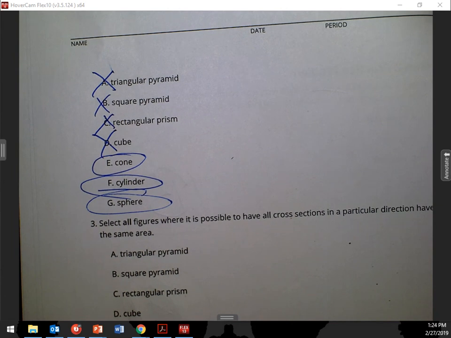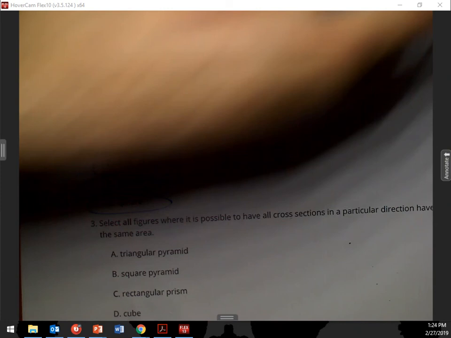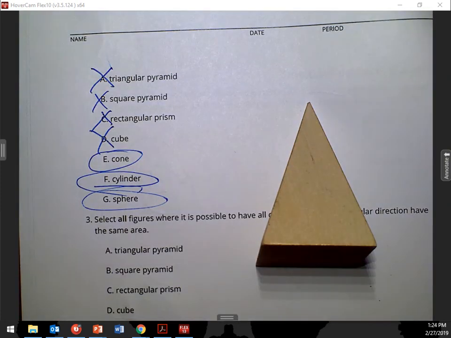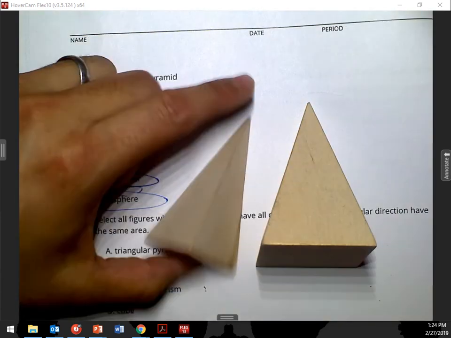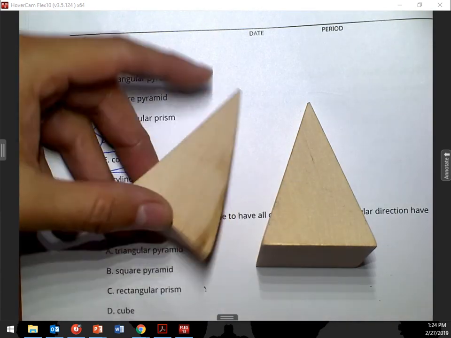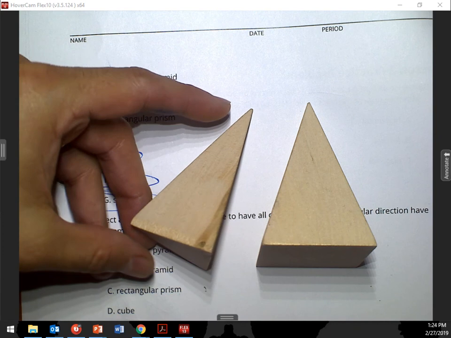Select all figures where it's possible to have all cross sections in a particular direction have the same area. This is actually kind of weird. Let's take a look at a couple of these. If I slice this, I get a triangle, right? And when I slice that triangle, can I have the same area as my triangular pyramid? Same area. Watch this.